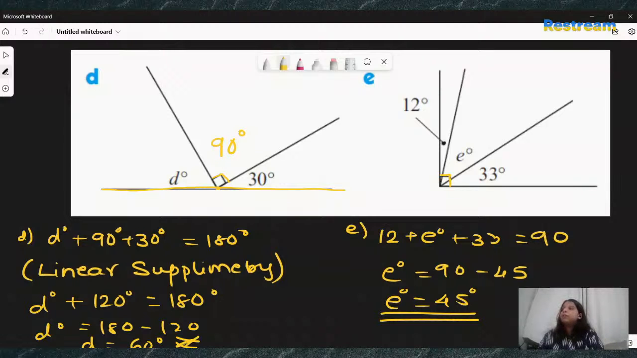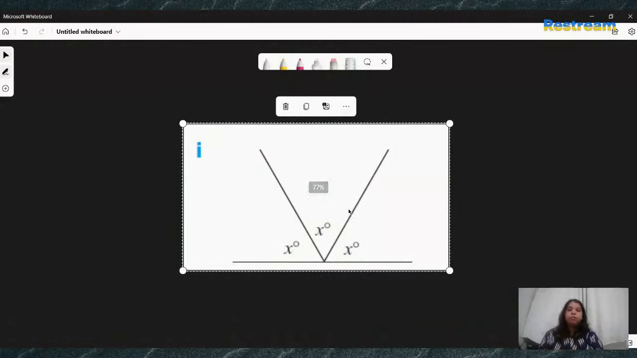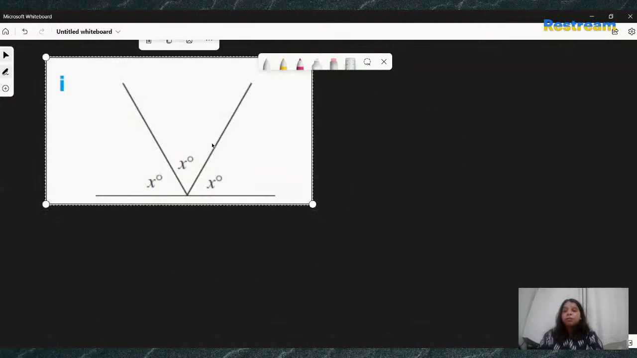This is not a very different question, but it is a type of question that we can get sometimes. Since there are no numbers involved in this figure, it may confuse you. There are only 3x over there. But again, all the 3x are on the same line, so they are a linear pair.